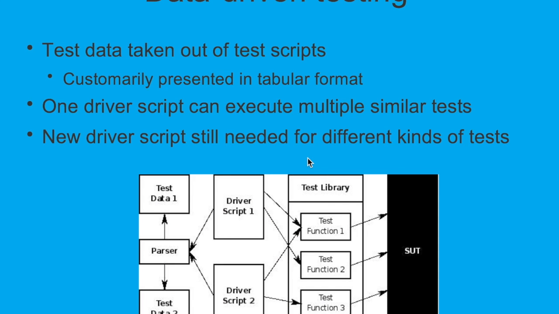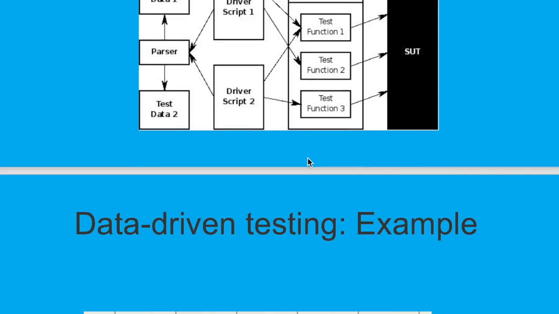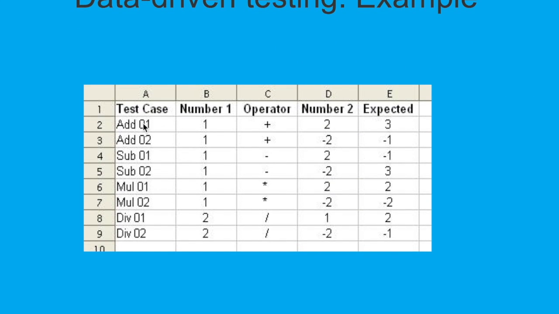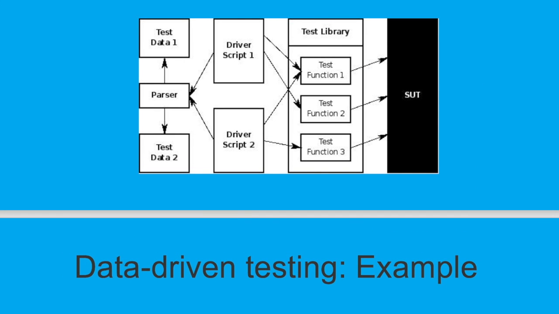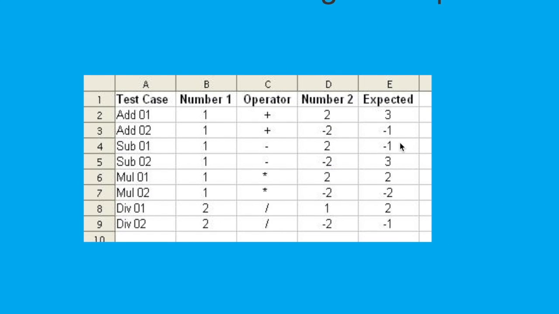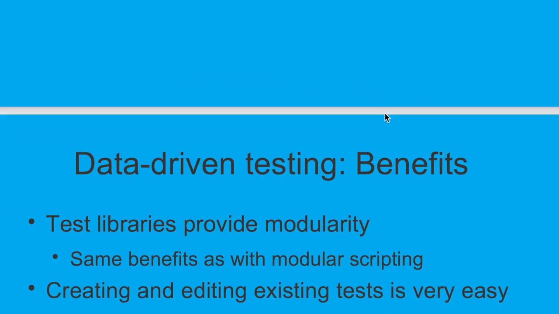So now that you know about data-driven testing, let's see an example. Here you can see we have test cases add 01, add 02. These are the numbers, operator, number, and expected result. You can relate this with the image. We have a data set and then a function, and depending on the function we get some output, and we already know what the output should be. Whatever result we get after this operation should match the expected one. If not, the test case will fail, or else it will pass. This is the way we do data-driven testing.